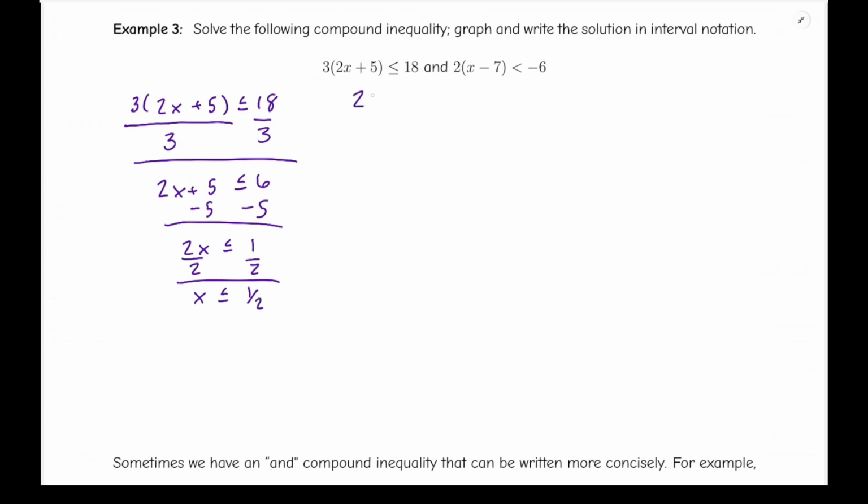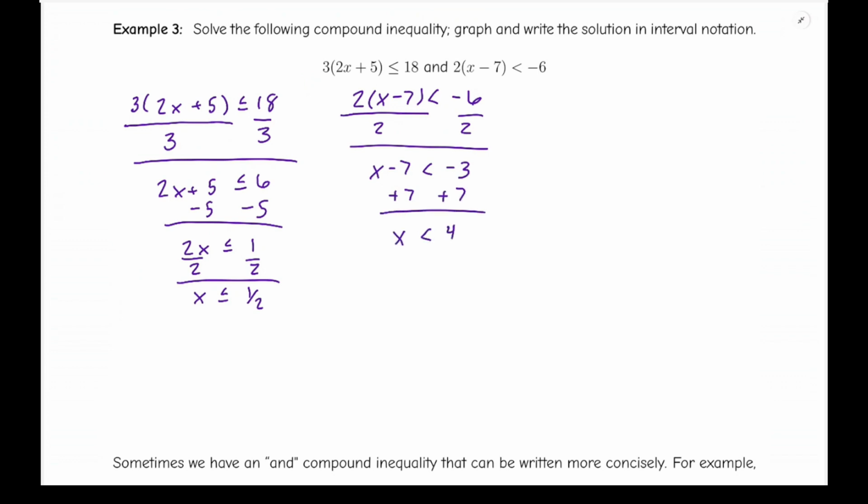Move on to the second one. Again, we can distribute that 2, or we can divide by it. I'm going to divide by it. And then we get x minus 7 less than negative 3. Add 7, add 7. We get x is less than 4. Now I'm going to graph both of these separately. So less than or equal to 1/2. Less than 4.